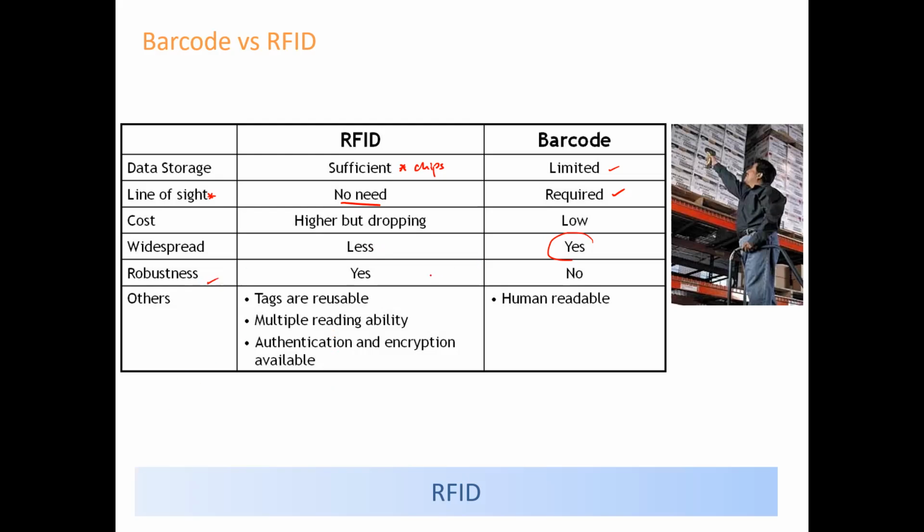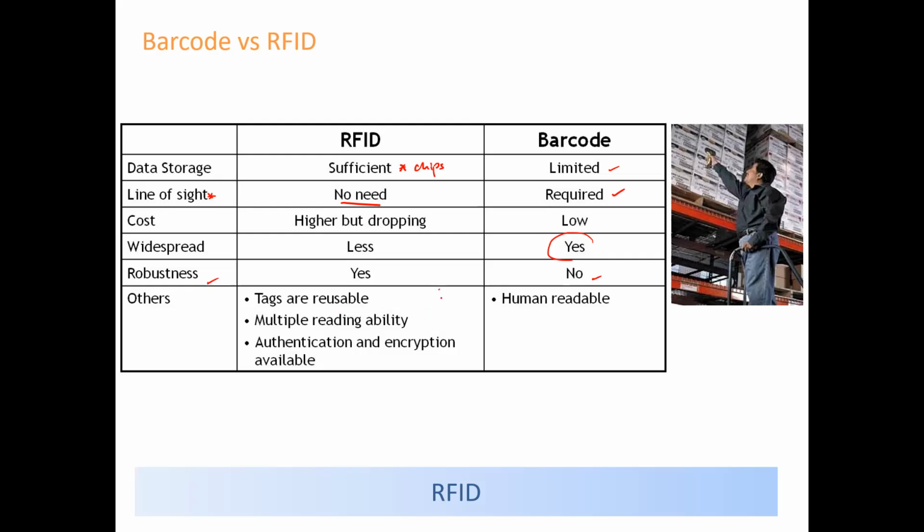And for robustness, okay, robustness means how durable it is in the environment. If the barcode is scratched, or if something is drawn on the barcode, you cannot read it, right? So for robustness in that sense, it does not work for barcode. But RFID, if it is scratched a little bit, you use a wave for propagation, so you can still use it.